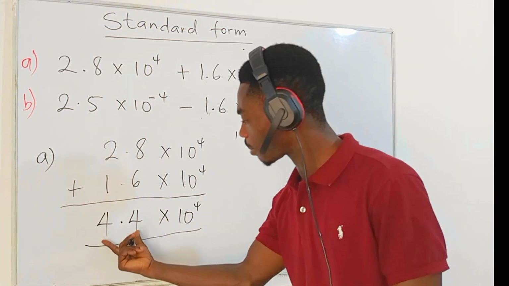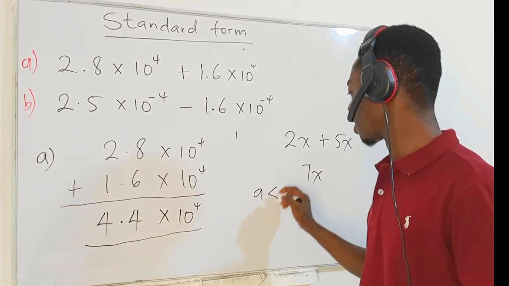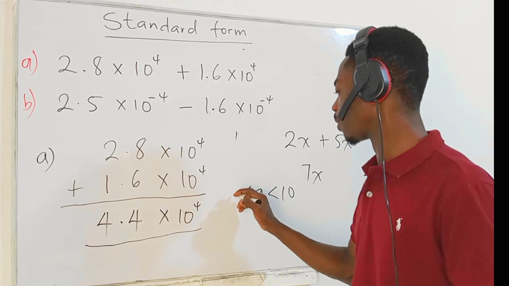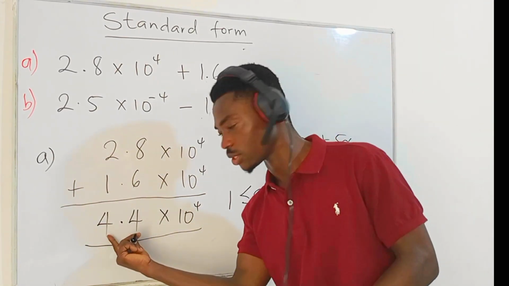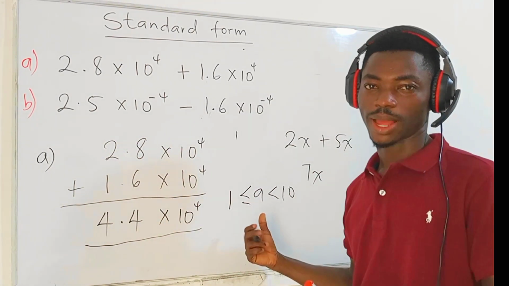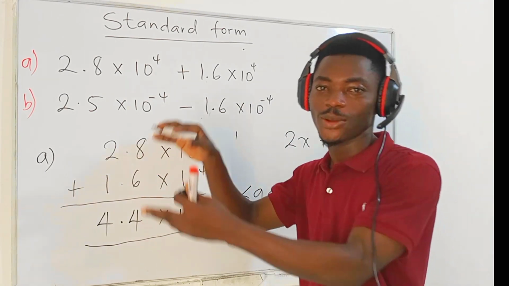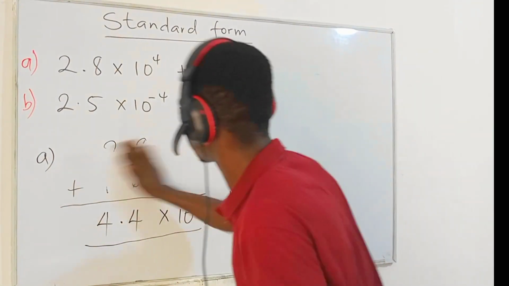You see that this number right here, which is our A, is in the range. That is, A is less than 10 but greater than or equal to 1. Now, if you found out that this number is not in the range, then you have to change it to this range by either moving the decimal point to the right or the left. Pretty simple. Okay, so I'm gonna get rid of this and then focus on the B part.